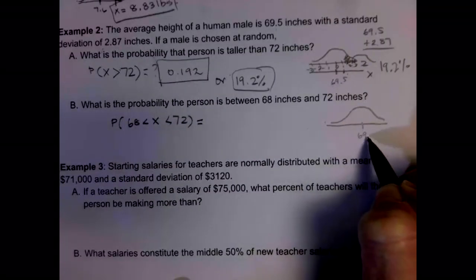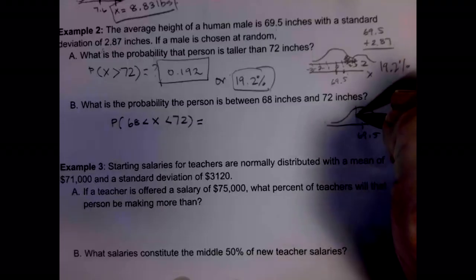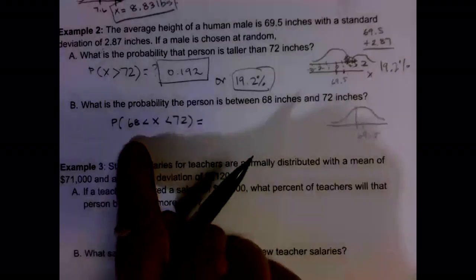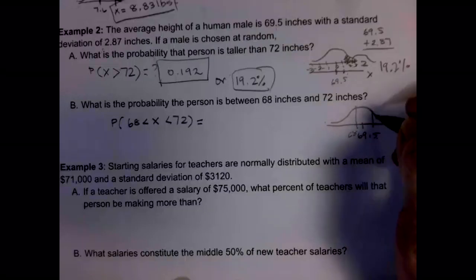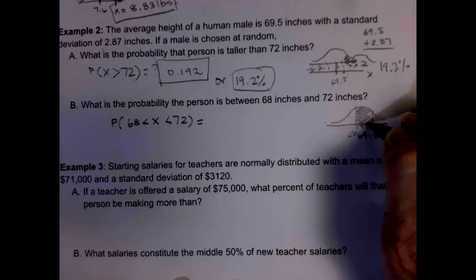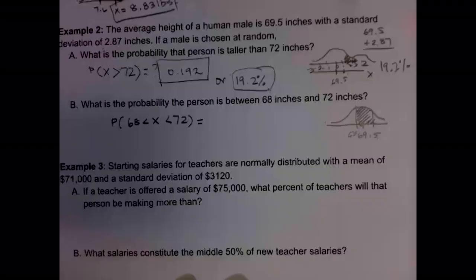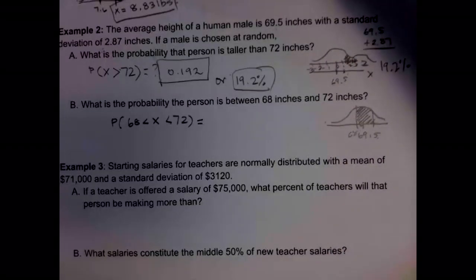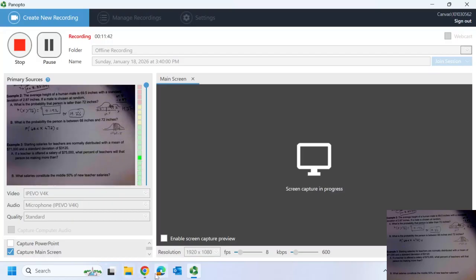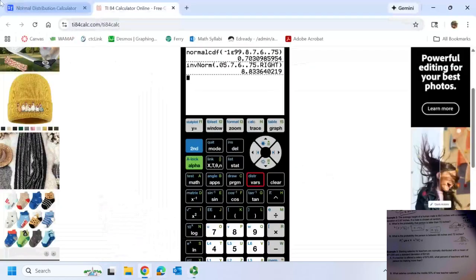69.5 is still in the middle. So I'm going to be a little bit to the left of that for the 68, a little bit to the right of that for the 72. We're finding that area in the middle. Again, this is that normal CDF, so let's try the other calculator. I think it's a little bit easier with this formula.